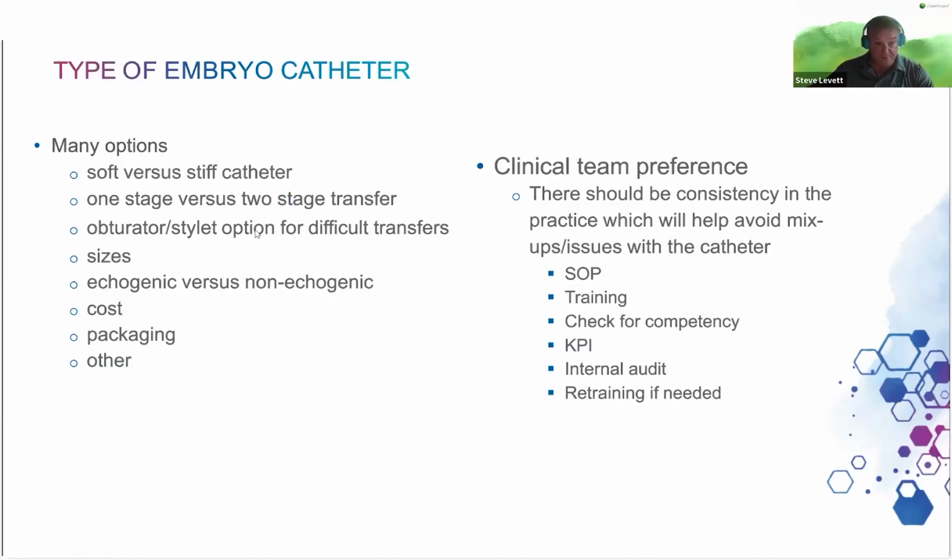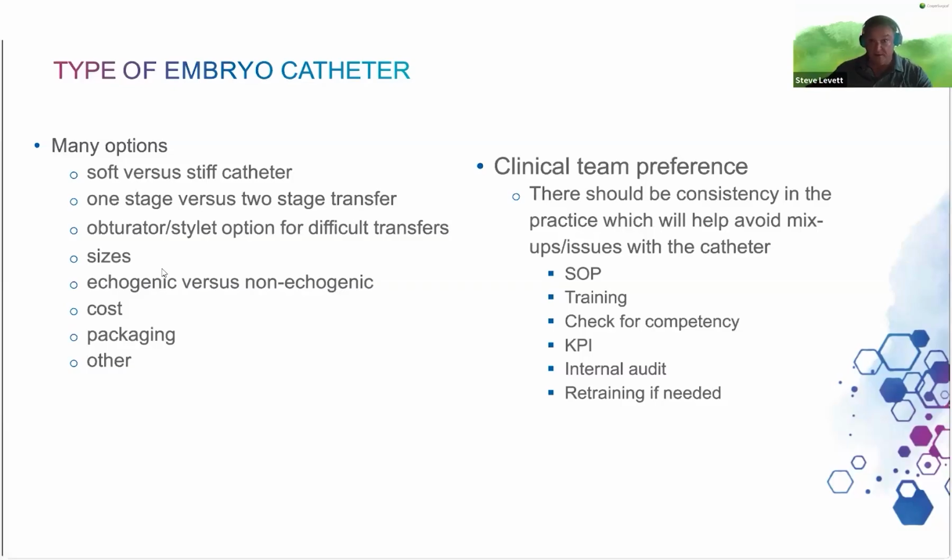An obturator and stylet are different. Stylets are to be used for difficult transfers. An obturator may stop some transfers from being difficult. So they mitigate some of the difficulties of getting through the cervical canal, but they're not necessarily used for difficult transfers. So there's a distinction here between the two. Then you've got to think about the size, as we mentioned, echogenic versus non-echogenic, cost, packaging, and other factors, supply, etc.